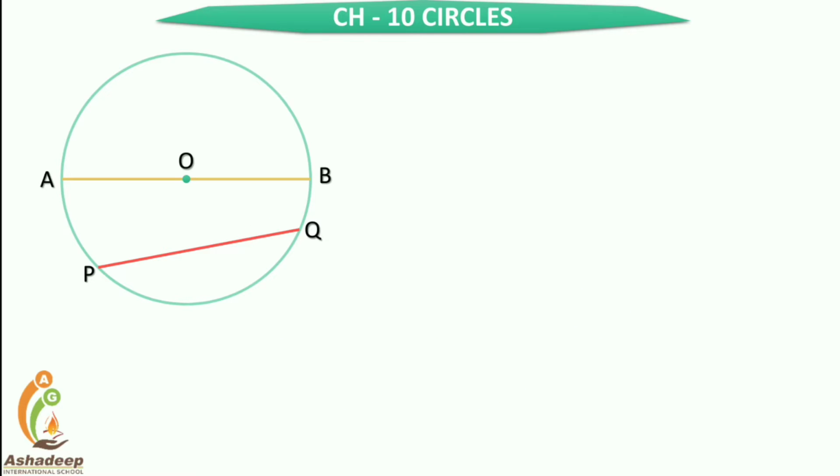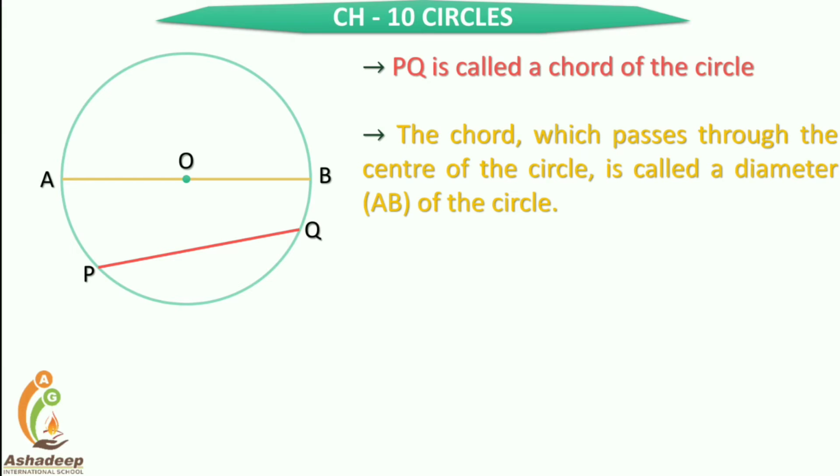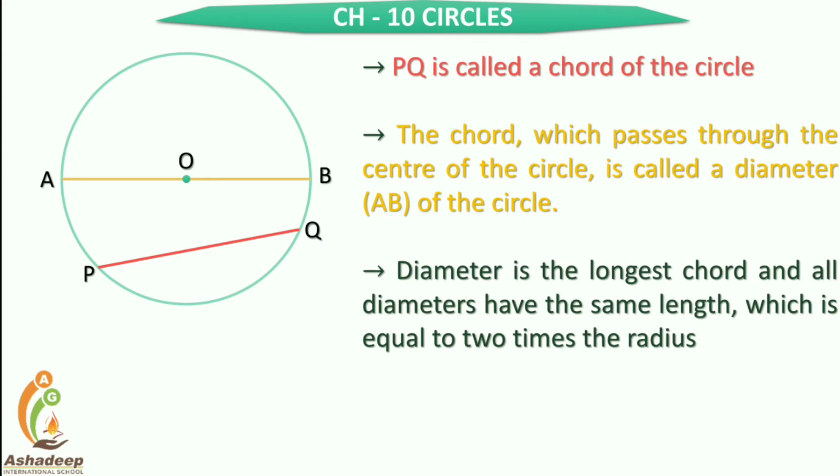Now, this AB passes through the center and is called the diameter. And one more thing you can say about this AB: it is the largest chord of the circle. So PQ is called the chord, AB is called the diameter, and the diameter is the largest chord of the circle. The chord which passes through the center of the circle is called the diameter of the circle. Hence, the diameter is the largest or the longest chord.